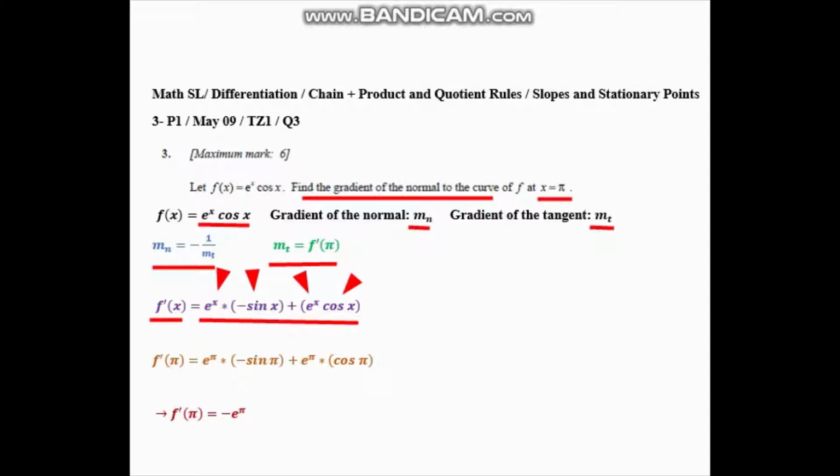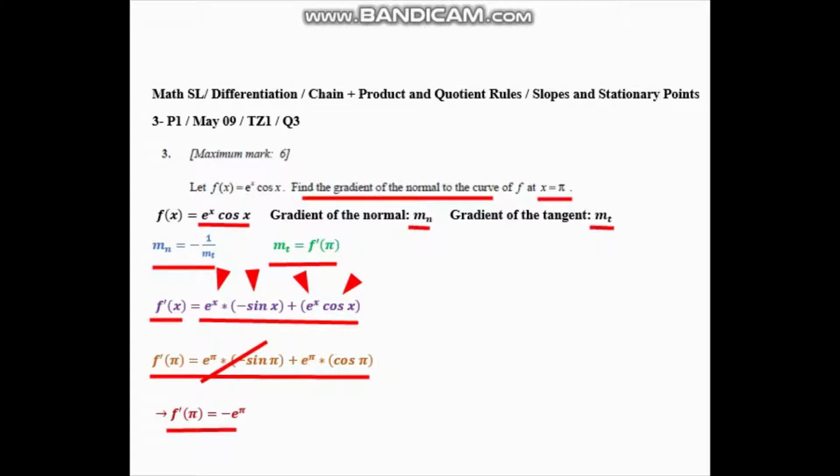Now I'm going to substitute x with pi to obtain my second expression, which is f dash of pi. I just plugged pi in for every instance of x; I replaced the x with pi. Next, I need to find the trigonometric exact values. You should know that sine pi is 0, so this expression is completely cancelled out. And cosine pi is -1, so we are left with negative e to the power of pi.